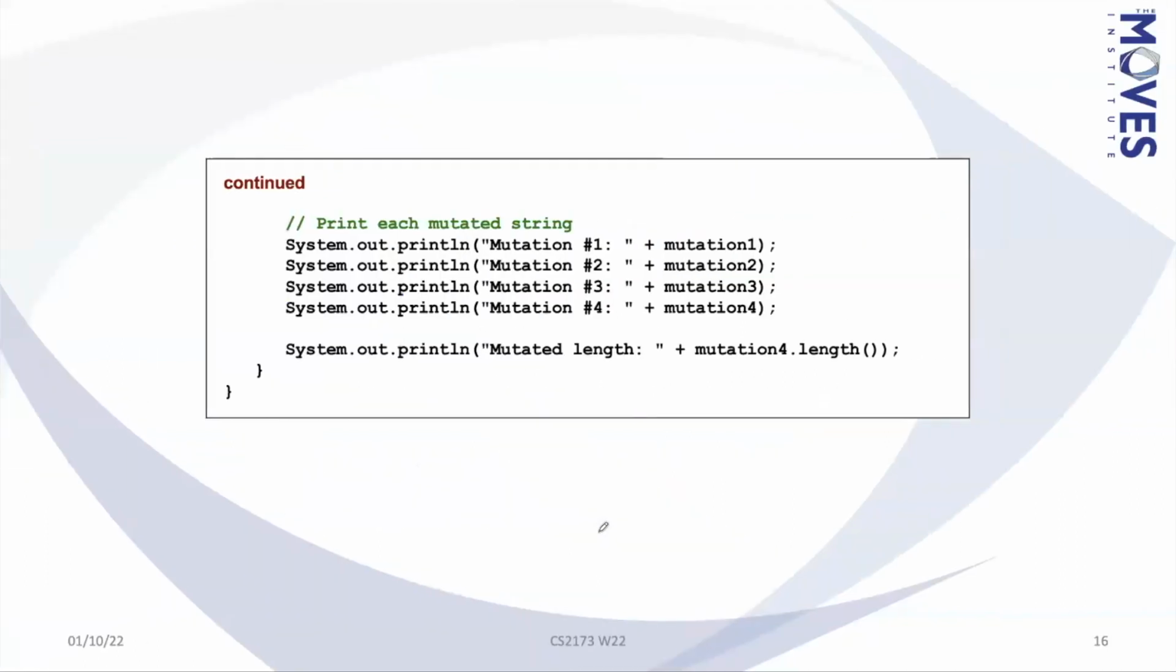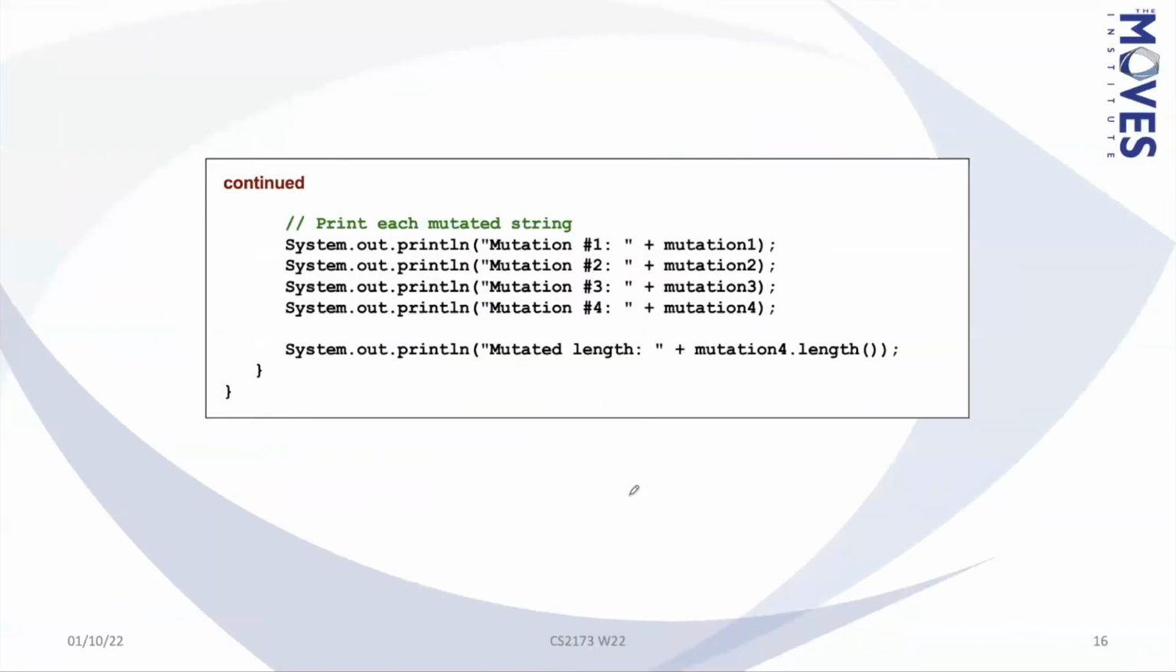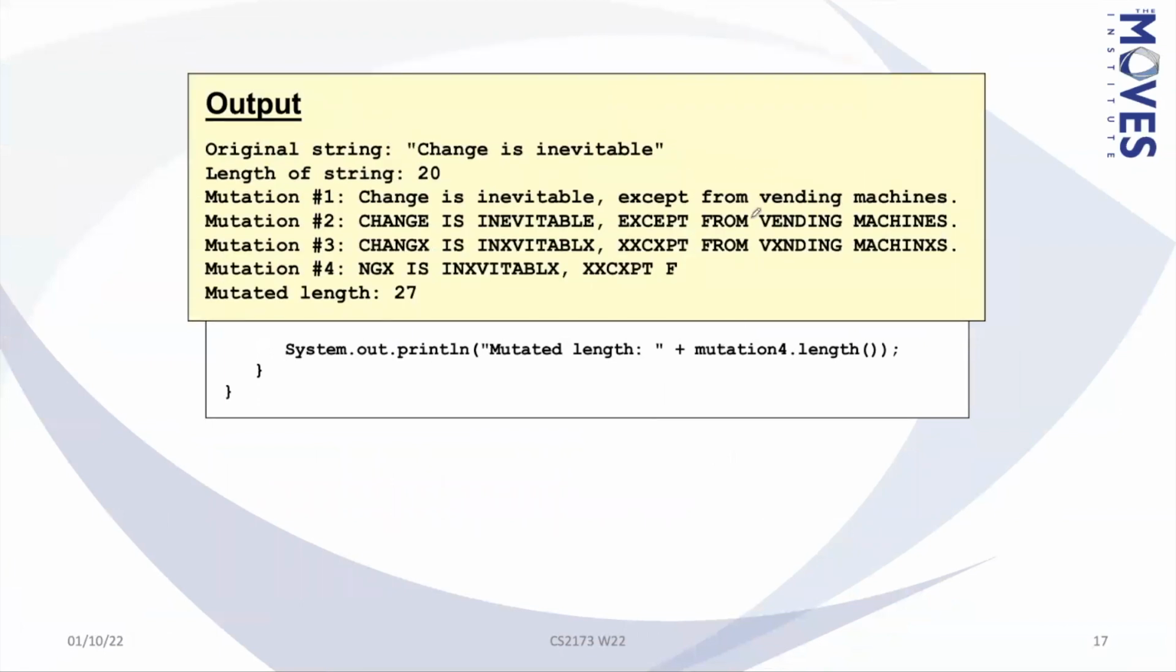And then this is where the indexing gets a little bit wonky, and you have to be really careful, because the substring will take from index 3 to index 29. So let's print them all and then print the length of the last one. Okay, so here's the original string. The length of the string is 20.